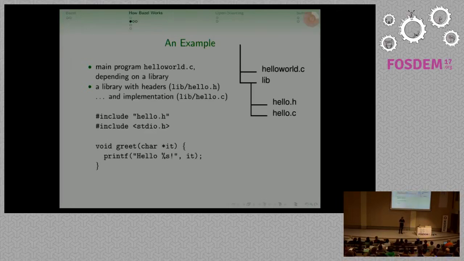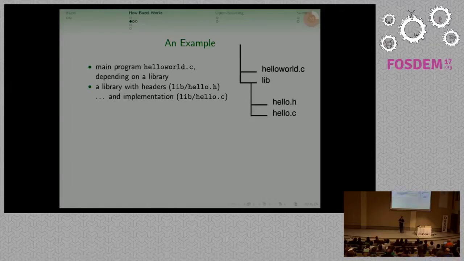And in this case, a simple C library, so you have a header file, and you have an implementation. Okay, that could be a typical part of the source tree, but it shows already all the relevant parts in that simple case. And now we want to tell Bazel how to build something useful from that.